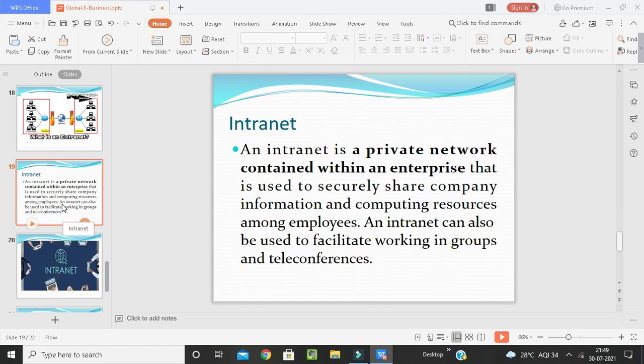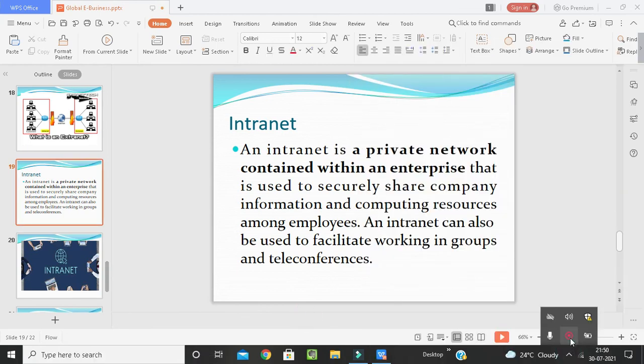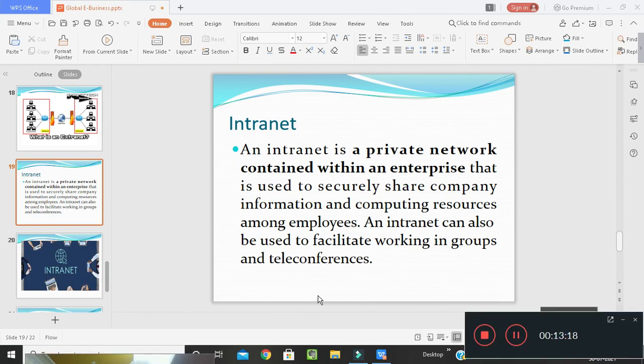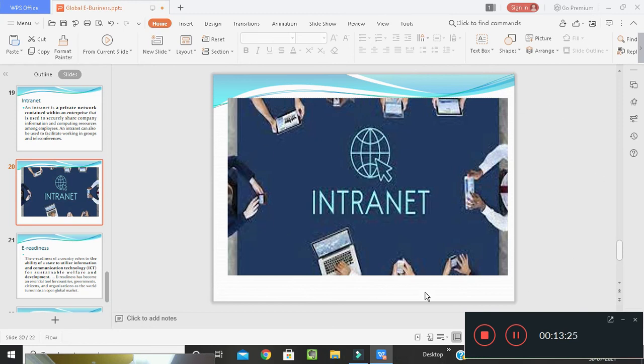Now, intranet. An intranet is a private network contained within an enterprise that is used to securely share company information and computing resources among employees. An intranet can also be used to facilitate working in groups and teleconferences. That is very important. Now, if you see here in the picture, within the organization, within the company, or within the department, the information is shared, and that is nothing but an intranet.